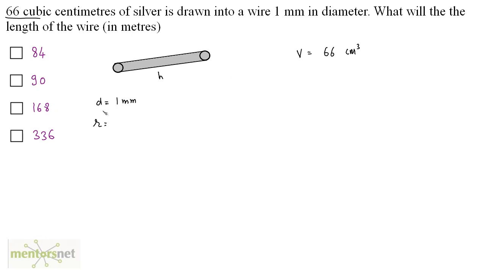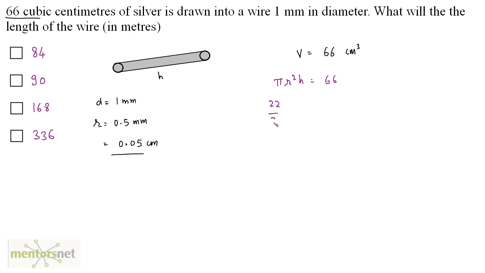So the radius will be half of the diameter, that's half of 1 millimeter, so that's 0.5 mm, and 0.5 mm is basically 0.05 centimeters. So we have got the radius, we've got the volume, we can calculate the height. So what's the volume of a cylinder? Well, it is pi r square h, and that's 66.